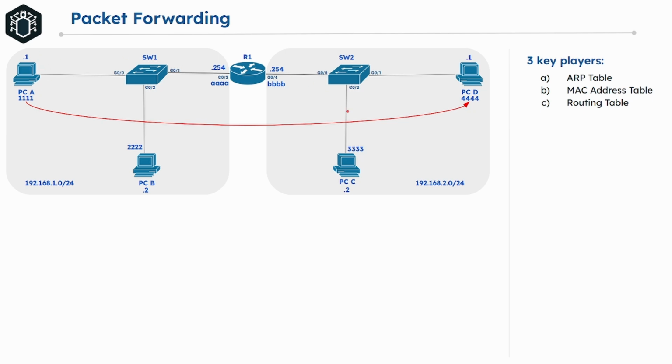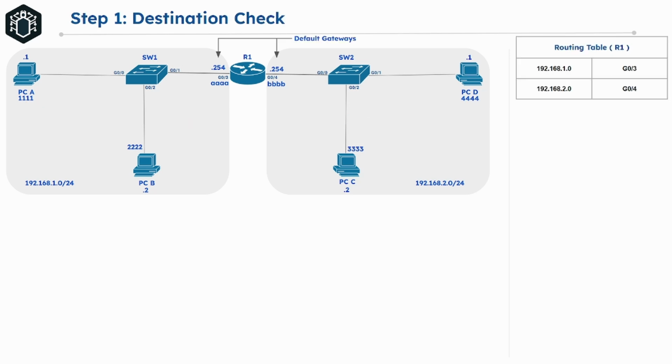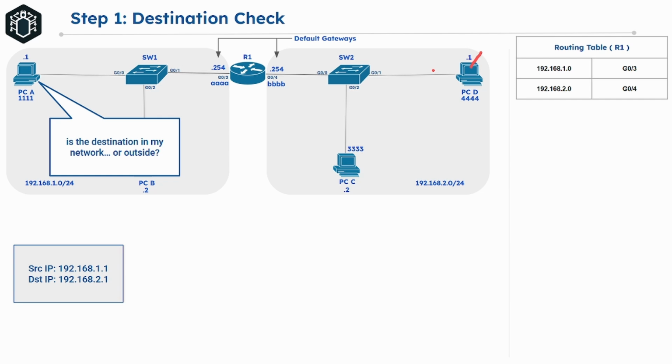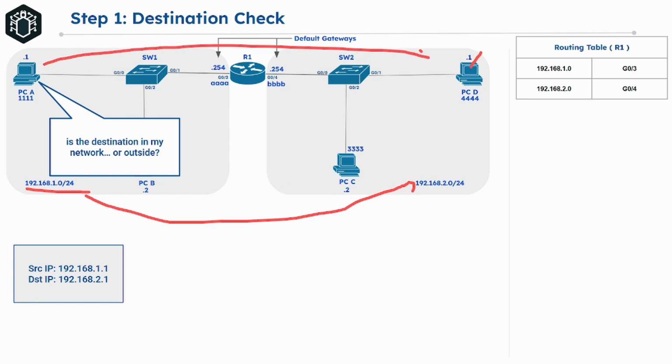Alright, so we are sending data from PCA to PCD. Now, the first thing that happens is something very crucial, the destination check. So PCA looks at the destination IP address and asks a simple question. Is this destination in my network or outside? PCA then compares its own network 192.168.1.0 with the destination network 192.168.2.0. Since these are two different networks, PCA realizes that it cannot send data directly.